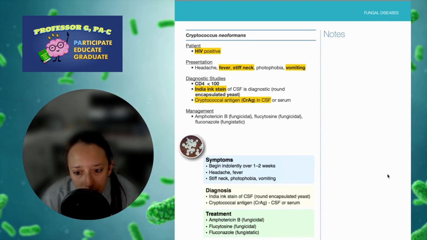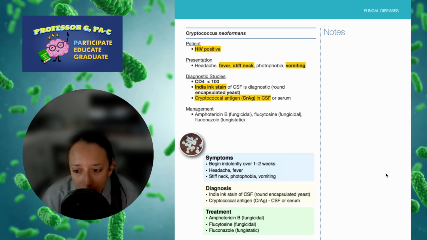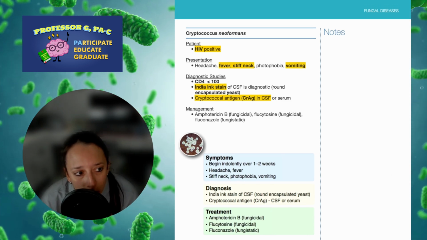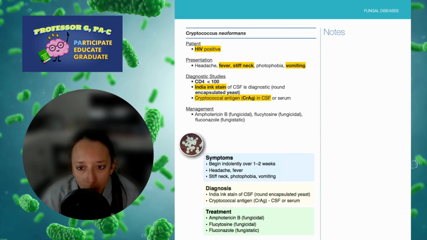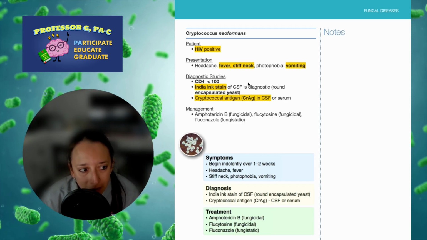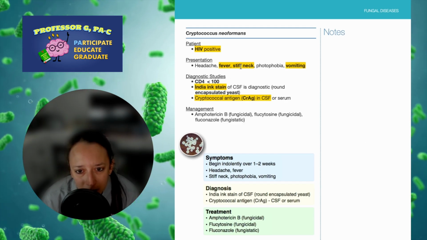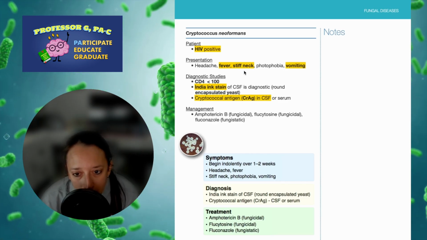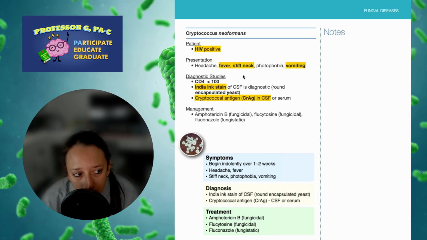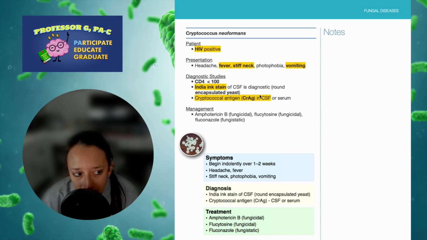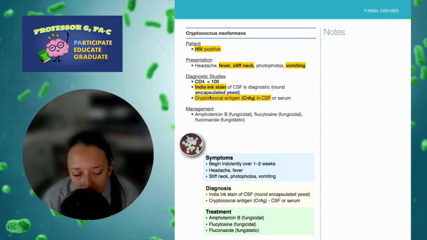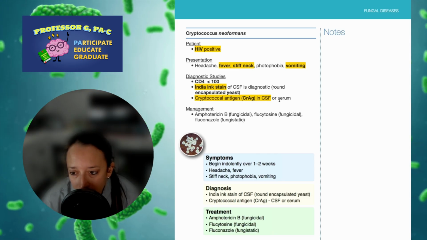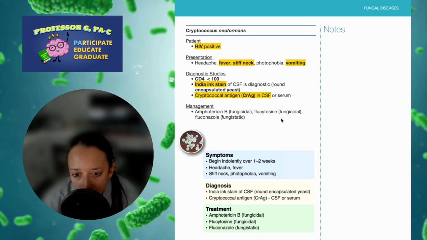All right, Cryptococcus. So this is an opportunistic fungal infection. It's seen mostly in HIV positive patients, especially when the CD4 count is below 100, so more immunocompromised. They're going to have headache, fever, stiff neck, photophobia, and sometimes vomiting. And this is pretty consistent with fungal meningitis. For diagnosis, we're going to do an India ink stain of the CSF, and they're going to see round encapsulated yeast. And we can also do the cryptococcal antigen in CSF or in the serum, and that's confirmatory.